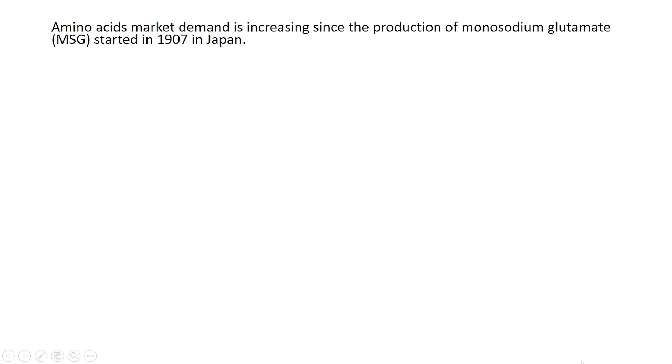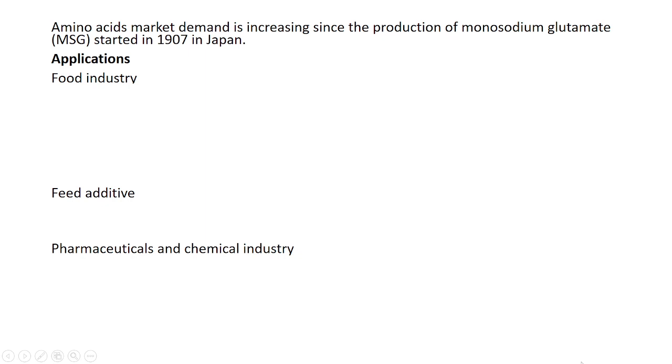So, this is a food additive. This particular amino acid is having demand even now. Let us look at the application of amino acid. It is used in food industry, it is used as a feed additive, and it is used in the pharmaceutical and chemical industry. In food industry, MSG or monosodium glutamate is the mostly produced and the mostly used one.